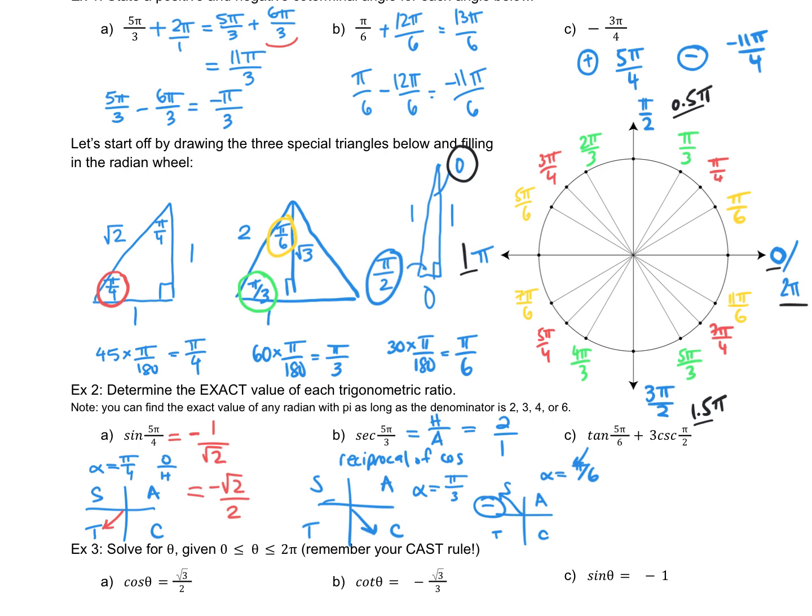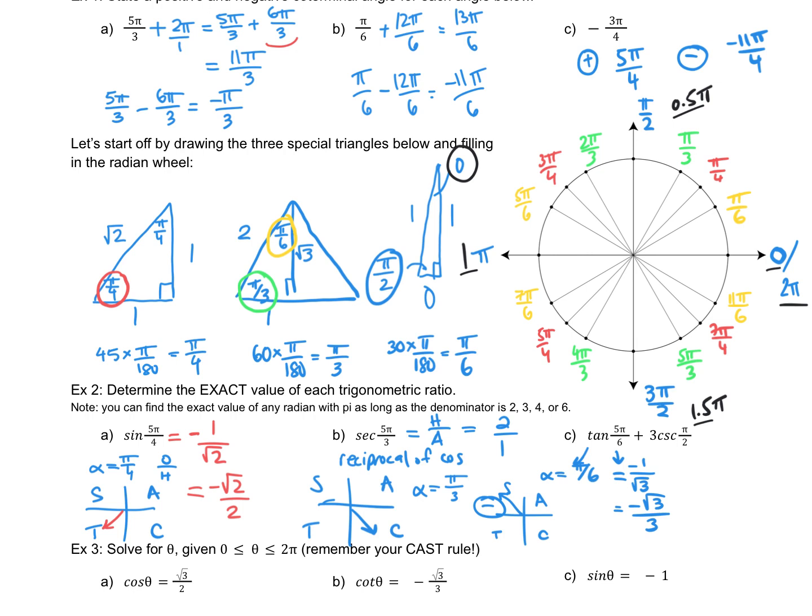So now I'm going to look at pi over 6 and I want opposite over adjacent. So opposite to pi over 6 is 1 and adjacent is root 3 and it's going to be negative. So negative 1 over root 3, and if we clean that up, negative root 3 over 3. That's our first ratio. Next, we're going to look at the cosecant of pi over 2.